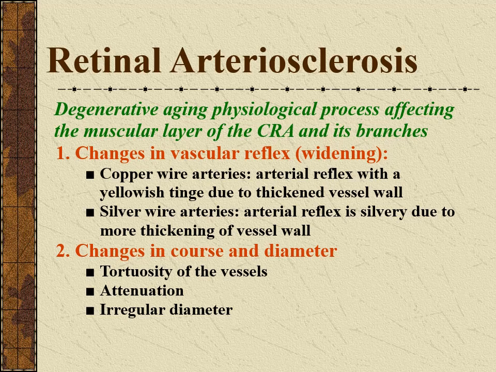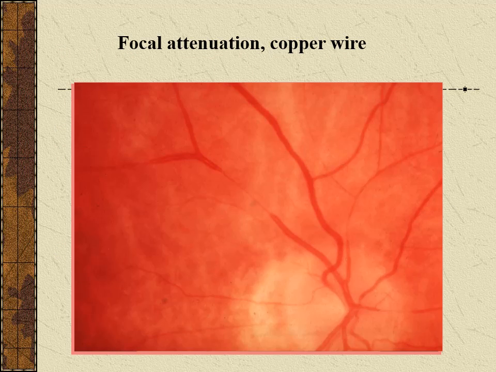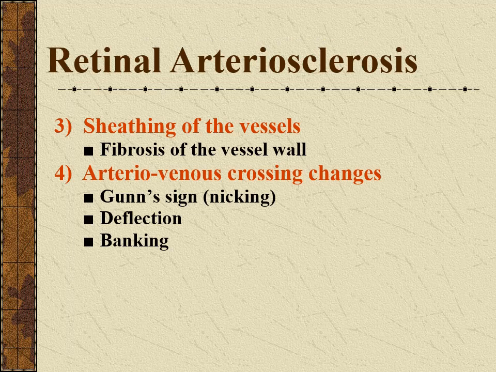Also, there can be changes in the course and diameter of the vessels in the form of slight tortuosity, attenuation, or irregular diameter. With advanced stages of arteriosclerosis, the vessels can show sheathing due to fibrosis of the vessel walls. Other important findings that can be very helpful in diagnosis are the arteriovenous crossing changes, the changes that appear at the area where the artery crosses the vein. The most important are Gunn's sign, deflection, and banking.